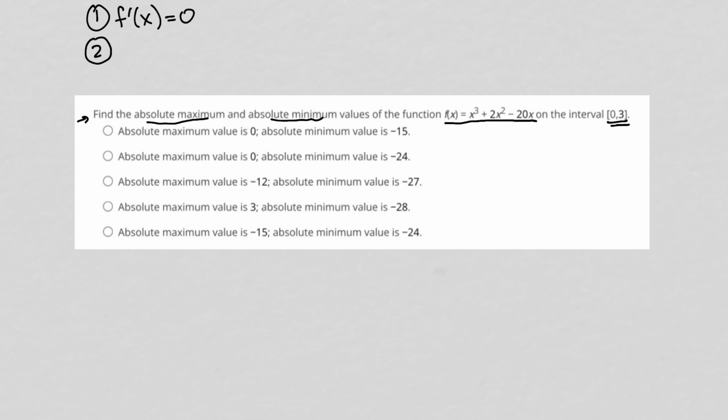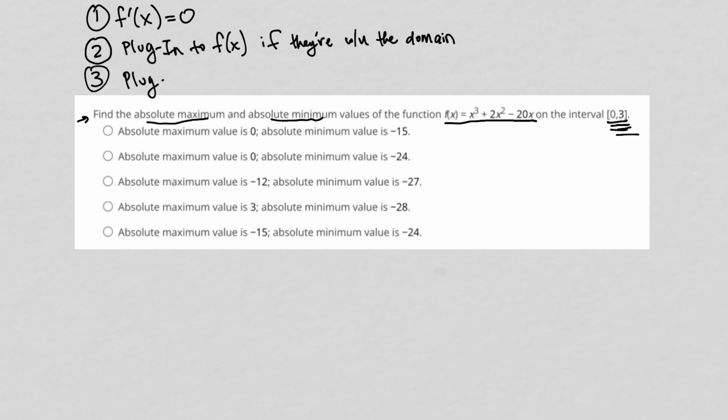Secondly, we're going to plug those critical values into f of x, if they are in the domain. If they are within the domain, it's very important because we've been given an interval, so only values between 0 and 3 actually matter to us. And third, we're going to plug in our endpoints. Again, this comes from our domain, so we know our endpoints are x equals 0 and x equals 3. We're going to plug that into f of x.